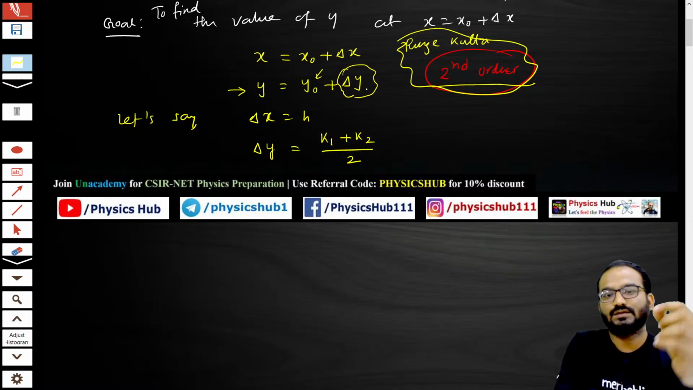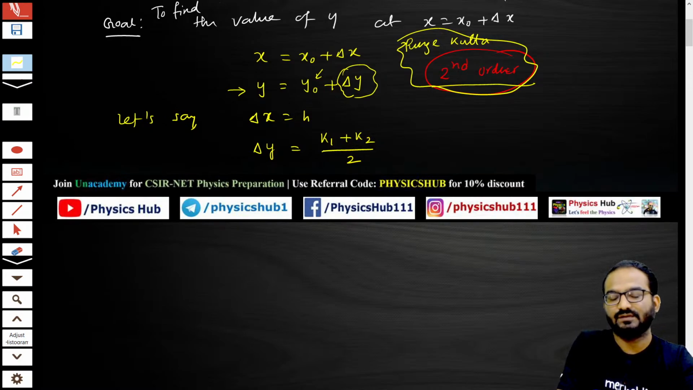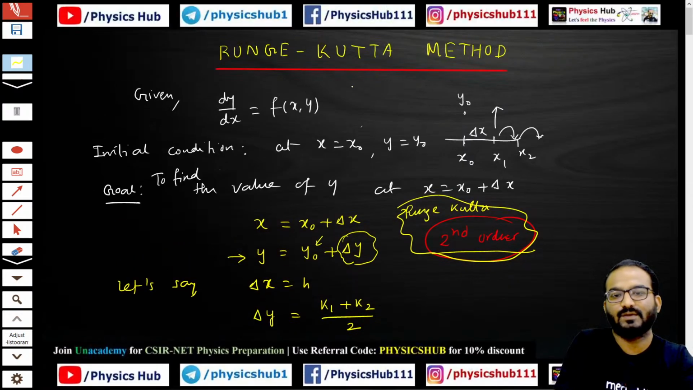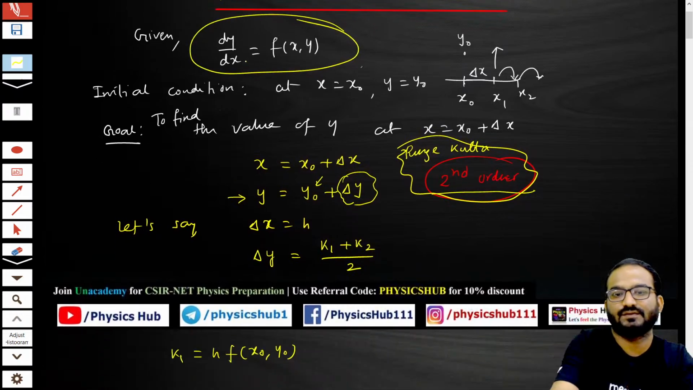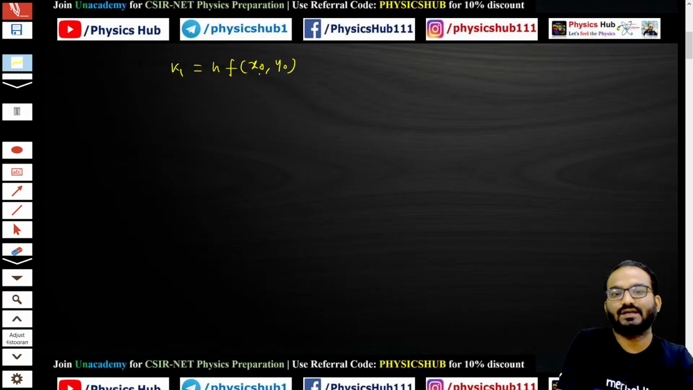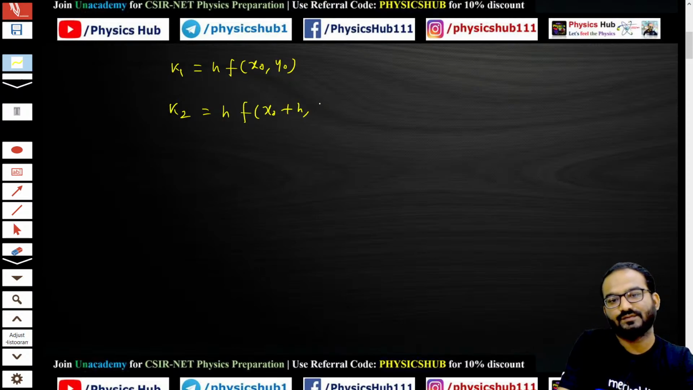Our ultimate goal was to calculate delta y. Delta y is given by (k1 plus k2) by 2. And here your k1 is equal to h into f of x naught, y naught, because f is given to you in the first place, dy dx is equal to f of x, y. So k1 is equal to h into f of x naught, y naught, and the value of k2 is h into f of x naught plus h, y naught plus k1.